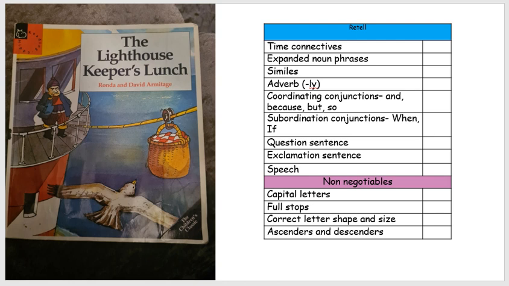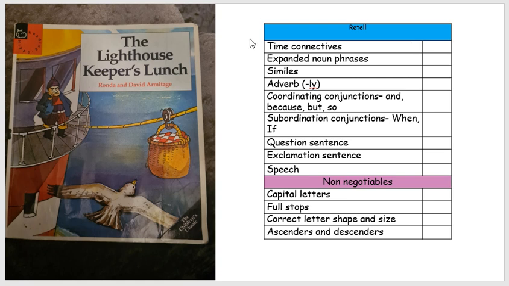Yesterday, you completed your planning grid, and this can be used today alongside your activity sheet to help you write your detailed retell. Let's have a quick look at your success criteria for today's activity.